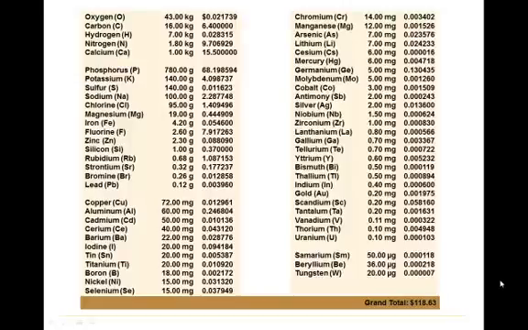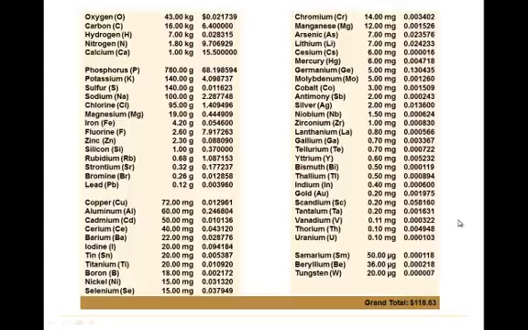Hello students, welcome back to our second module on chemistry, module 1.2.2, characteristics of atoms. Last time we stopped with this slide that you see on your screen now, totaling the worth in terms of chemical elements of the human body.